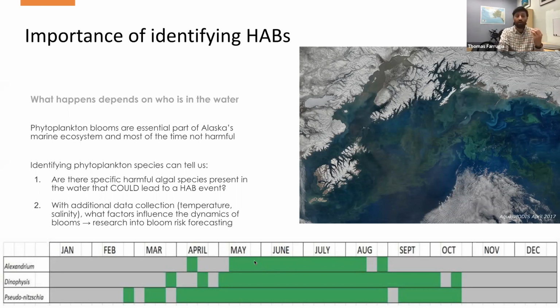And then the other important part of seeing when these organisms are in the water is if we can also get additional data at the same time, just temperature and salinity, we can start understanding what are the dynamics, what are the conditions that produce a bloom event. So obviously we need the organism there, but then what other sets of temperature, salinity conditions, or other environmental conditions switch from just the presence to a bloom condition.